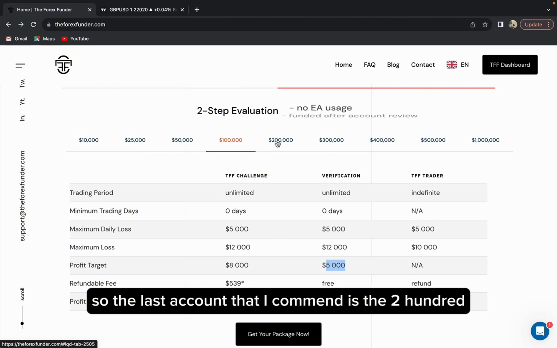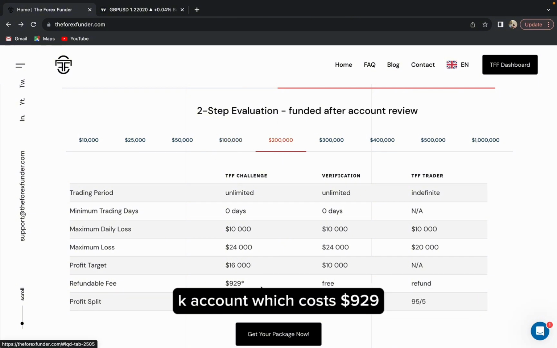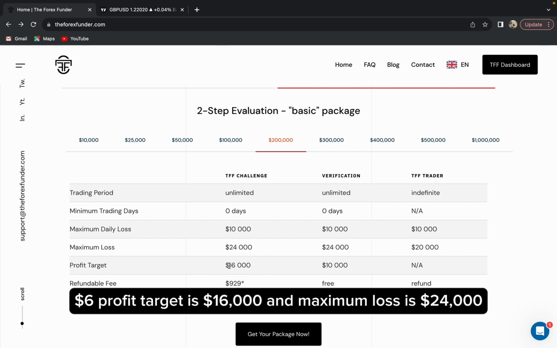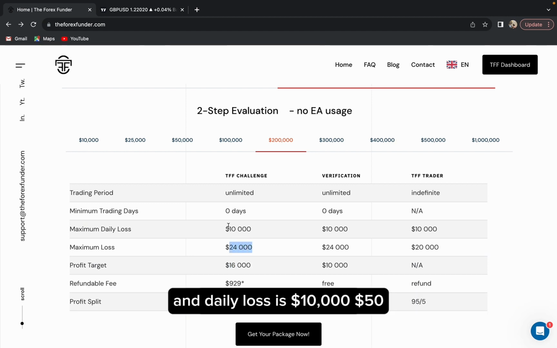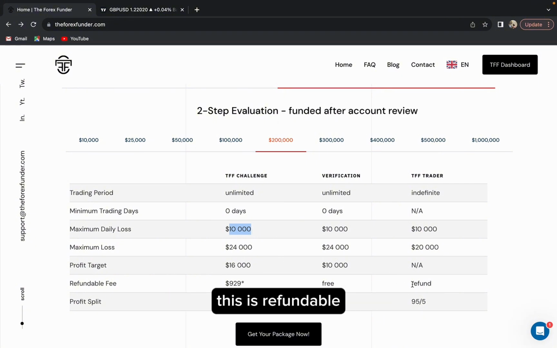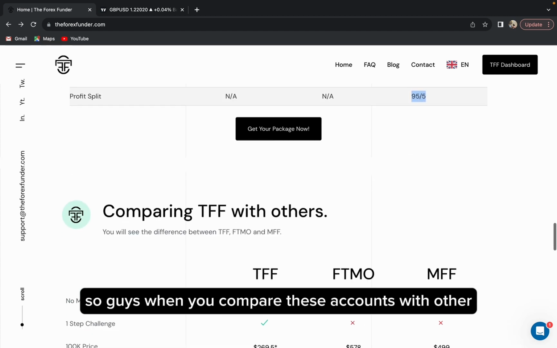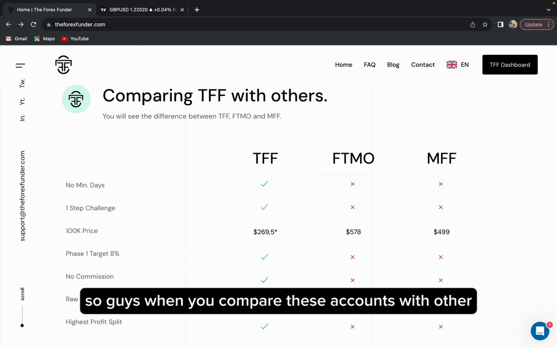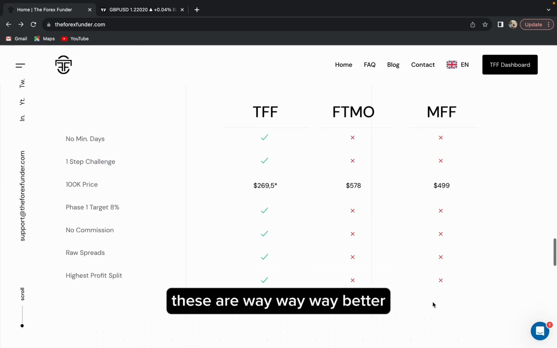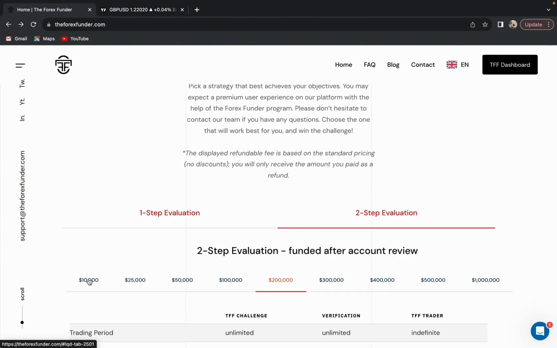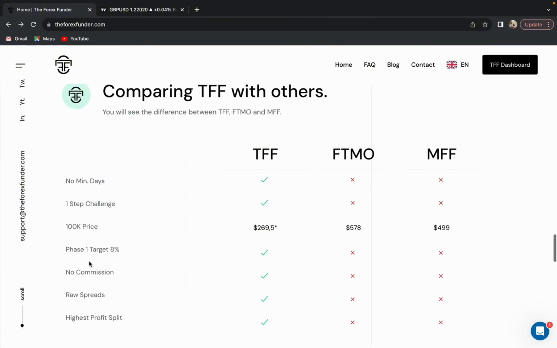So the last account that I recommend is the 200k account, which costs $929. See traders, profit target is $16,000 and maximum loss is $24,000 and daily loss is $10,000. You see traders, this is refundable. Profit split is 95% and 5% for the firm. So guys, when you compare these accounts with these other guys, these are way better. These are way better, you can see.